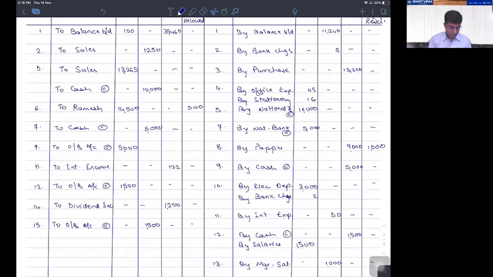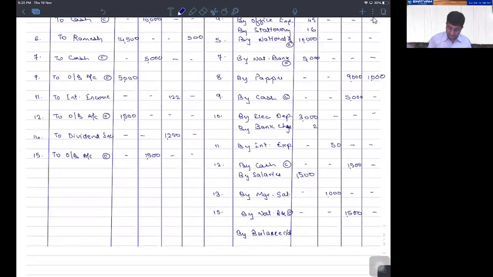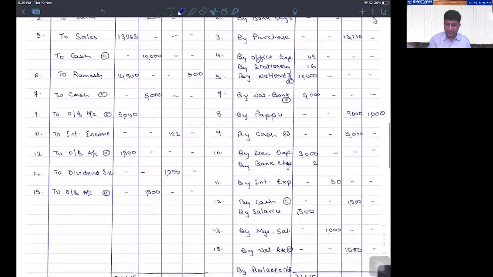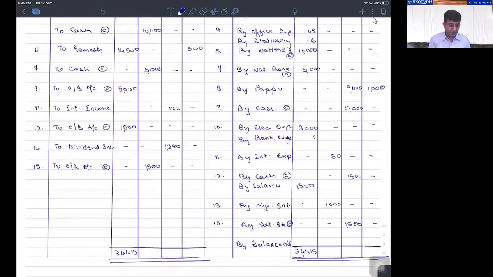150, 13,265, 14,500, 5,000, 1,500. So total of the cash column is 34,415. This is the total, not the balance. And from that, I need to subtract all the transactions onto the credit. Minus 45, minus 16, minus 10,000, minus 5,000, minus 3,002, minus 1,500. That comes to 14,852.